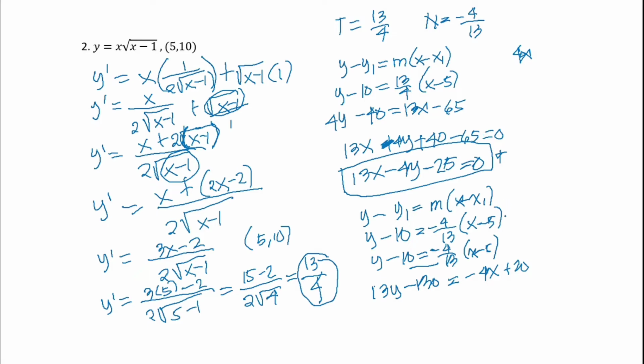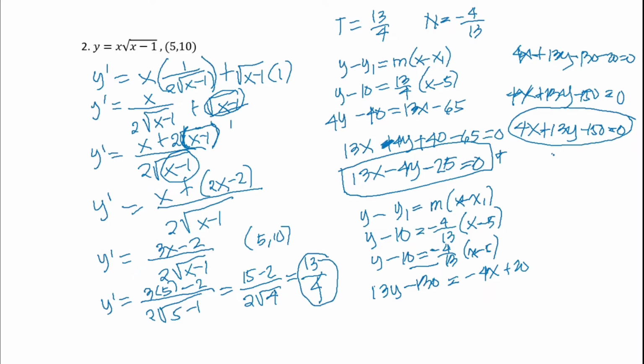So we have 4x, all positive here. Plus 13y, because we transpose to the left, minus 130 minus 20 is equal to 0. So 4x plus 13y minus 150 is equal to 0. So the resulting one is 4x plus 13y minus 150 is equal to 0. So this is the equation for the normal.